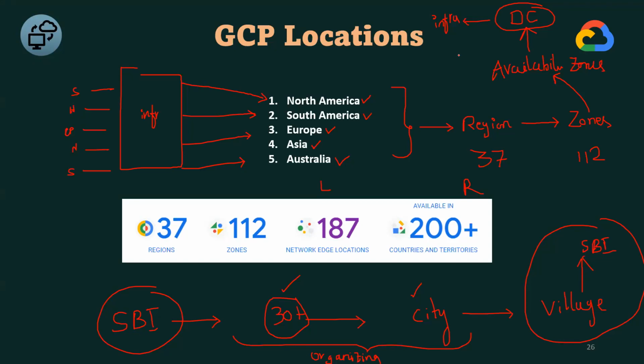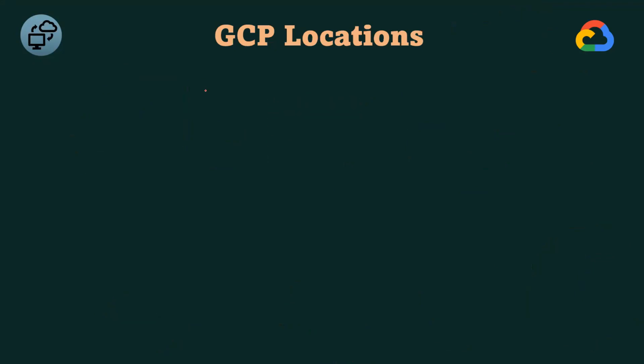But now I will tell you why they have to divide it like this. Why do they have to divide it this much? Because they could just keep everything wherever they are situated. For example, if Google Cloud Platform was developed in North America, they could keep the entire resources there only. But why are they dividing into this many locations, regions, and zones? I will tell you that concept now.